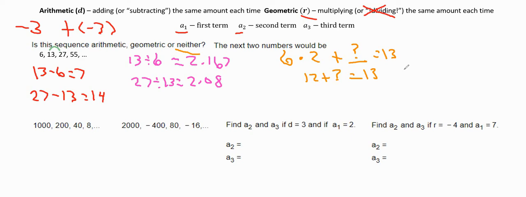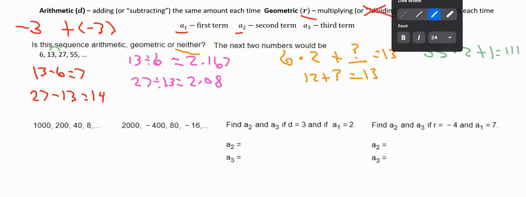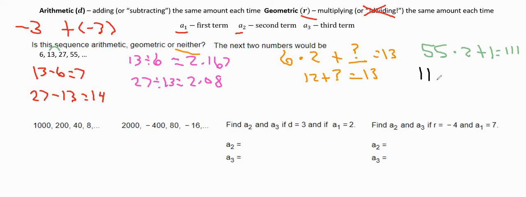So that works out. So to find the number that comes after 55, we're going to do 55 times 2 plus 1. 55 times 2 is 110. Add a 1, and we get 111. Then we take that number, and we're going to multiply 111 by 2, and then add 1. So 111 times 2 is 222, add 1, and we get 223.